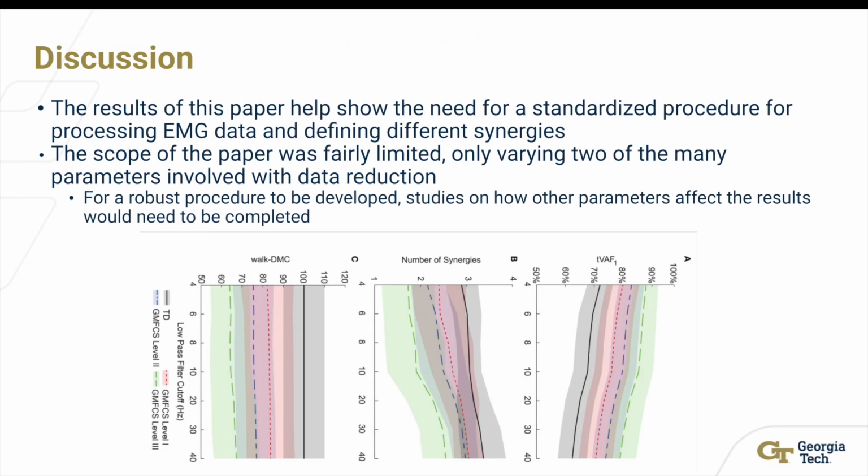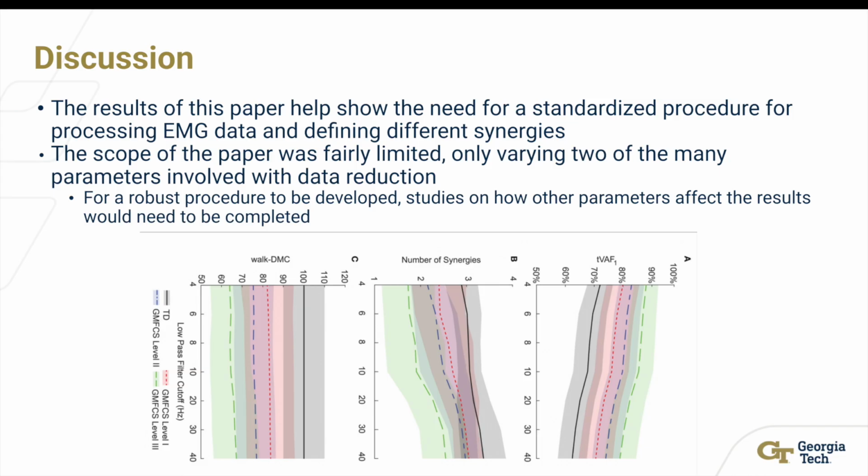The implications of the study included that processing choices can shift TVAF and the chosen number of synergies. Choosing a hard cutoff for what is considered a synergy can produce different results depending on the processing methods. Walk DMC is more robust to filtering differences, helping cross-clinic comparisons. Standardization of EMG processing is needed if synergies are to guide clinical decisions.